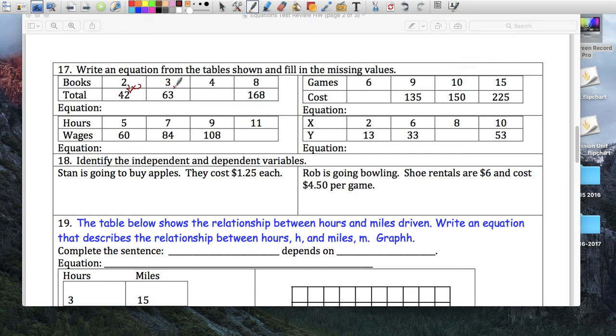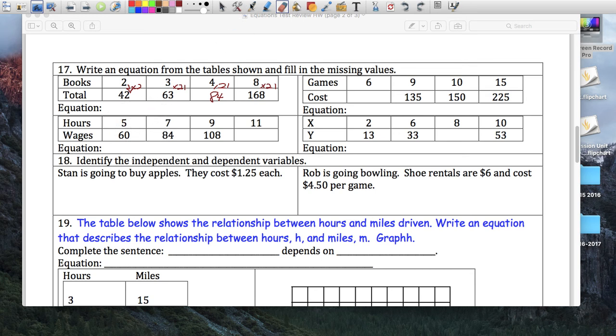This one, 5 to 60, 7 to 84, 9 times 12. This is going to be times 12, which is going to give me 132. So the equation, my total wages, depends on the hours. So it's going to be H. And what are we multiplying H by? Every single hour here, 5 hours, 7 hours, 9 hours, 11 hours, is multiplied by 12. And that's my equation, W equals 12H.